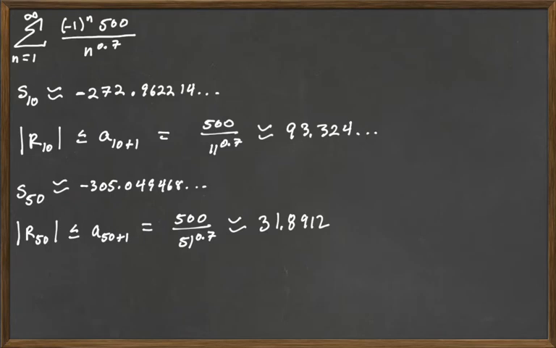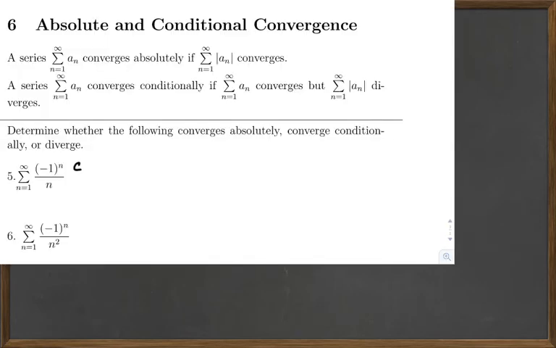Okay, so the next topic we're going to look at is absolute and conditional convergence. We say a series n equals 1 to infinity of a sub n converges absolutely if the sum n equals 1 to infinity of the absolute value of a sub n converges. A series n equals 1 to infinity of a sub n converges conditionally if the sum n equals 1 to infinity of a sub n converges, but the sum n equals 1 to infinity of the absolute value of a sub n diverges.